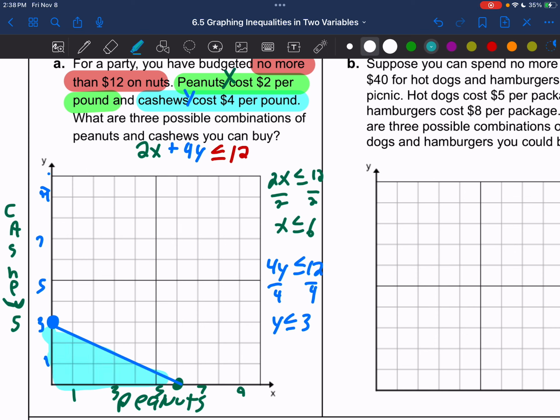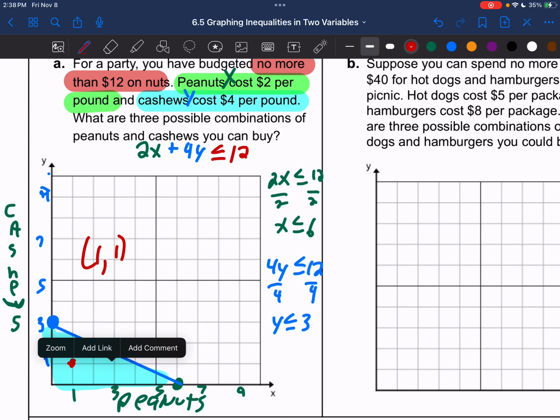And the question asked us, what were 3 possible combinations of peanuts that we would be able to use in order to host this party? What are the combinations we could have? So for one example, we could have 1 pound and 1 pound. We could have 3 pounds and 1 pound. You could have 1 pound and 2 pounds. Right? Anywhere in between, under that graph, is a possible value that you could use in order to do this.